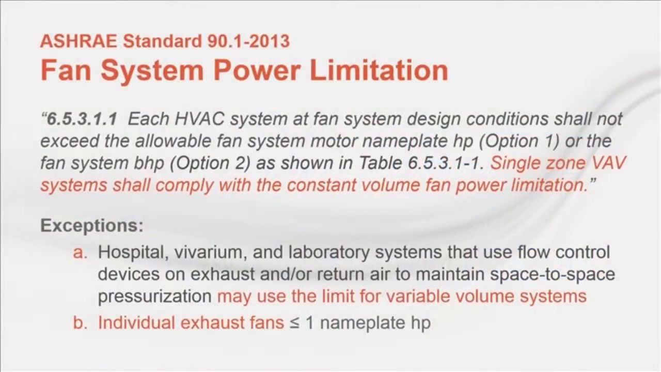Before getting into some examples, let me point out that this requirement does have some exceptions, which we've paraphrased here. The first is for hospitals, vivariums, or labs. If the system includes exhaust or return flow control devices used to maintain space-to-space pressure relationships, then it's allowed to comply with the less stringent fan power limit for variable volume systems. And second, individual exhaust fans that are 1 horsepower or less do not need to be included in the sum for fan system power. Finally, remember the 5 horsepower threshold that applies to this whole section of the standard. Small systems that are below this threshold are exempt from this fan power limit.